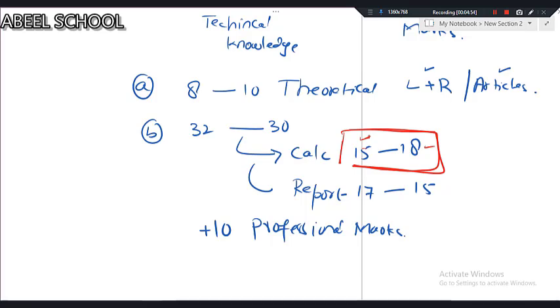If someone is really good in part A, meaning really good in L plus R and articles, really good in the report, and this student knows how to get professional marks, then automatically it becomes very easy to pass the paper.